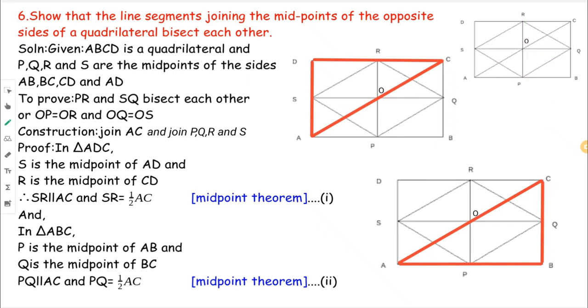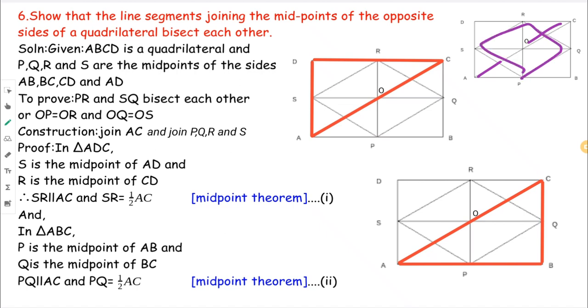Okay, so let's go. Solution: ABCD is a quadrilateral and P, Q, R, S are the midpoints of AB, BC, CD, and AD. To prove PR and SQ bisect each other, or like I said, OP equals OR and OQ equals OS. Construction: join AC, and also join all the midpoints P, Q, R, and S.